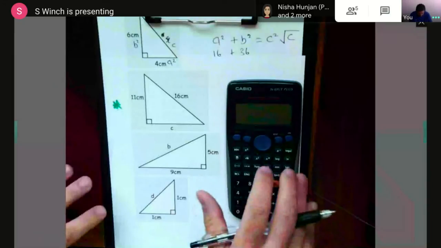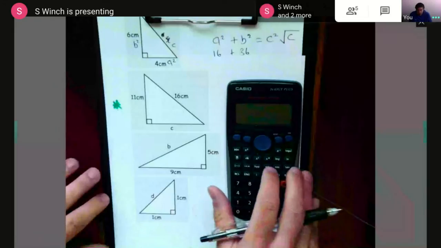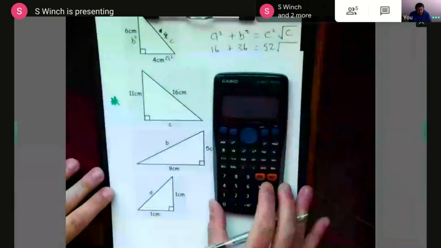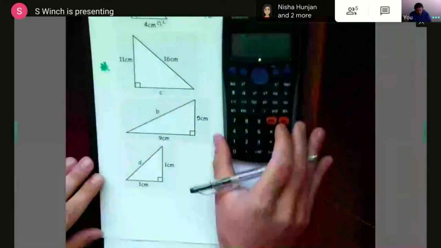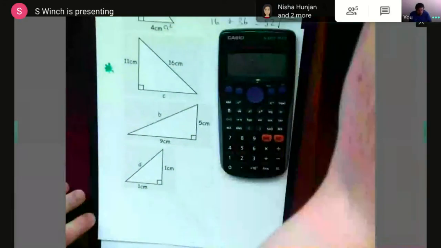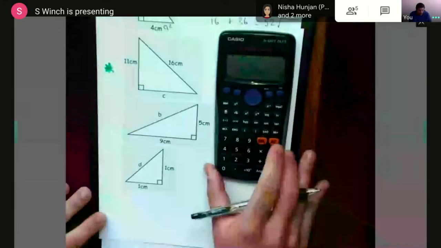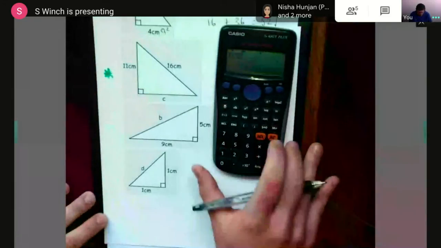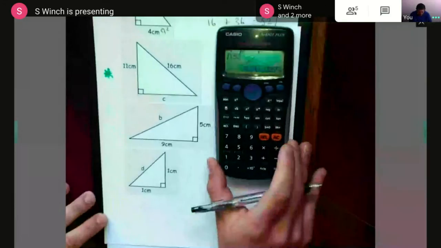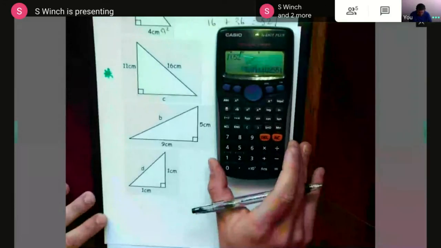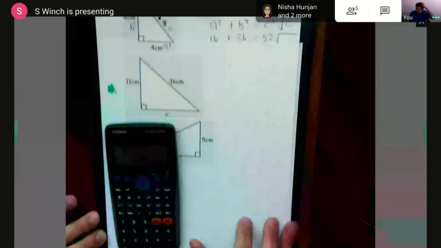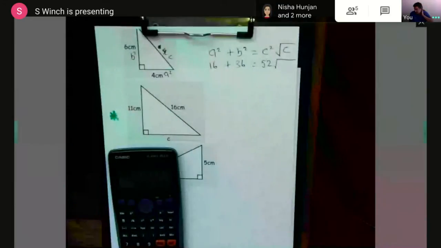And then simply by length of C, we're just going to turn on the calculator and raise that a bit higher. That's a bit better. And then we've got the square root of 52, which gives us, as you can see on the calculator, 7.211102551.